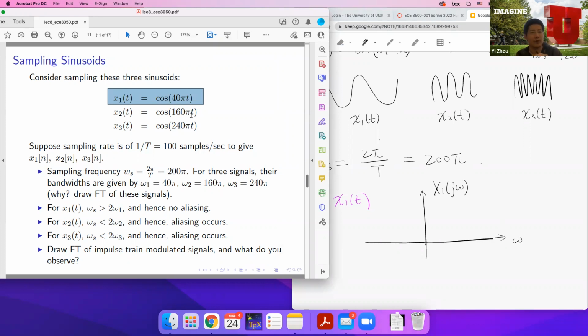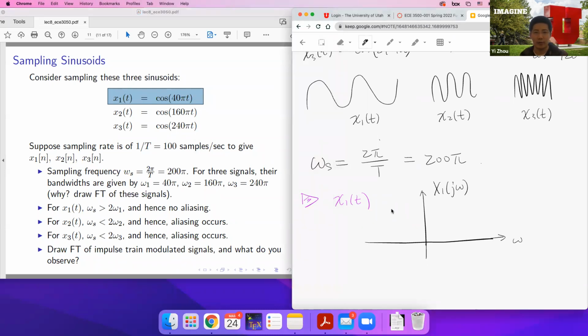We can find the Fourier transform and plot the spectrum. Now from the table, from the standard results, we know this cosine signal corresponds to a pair of impulses in the frequency domain, located at symmetric locations at 40 pi. So if you visualize that, you will have this: one is at 40 pi, the other one is at negative 40 pi.